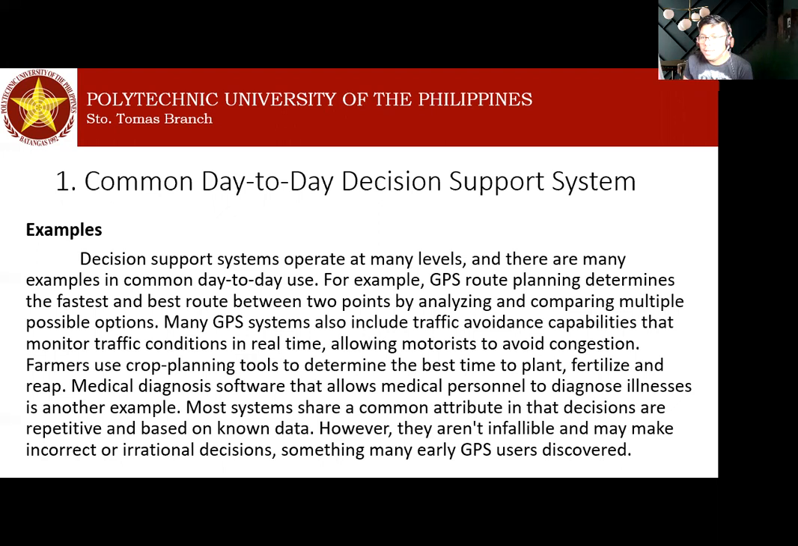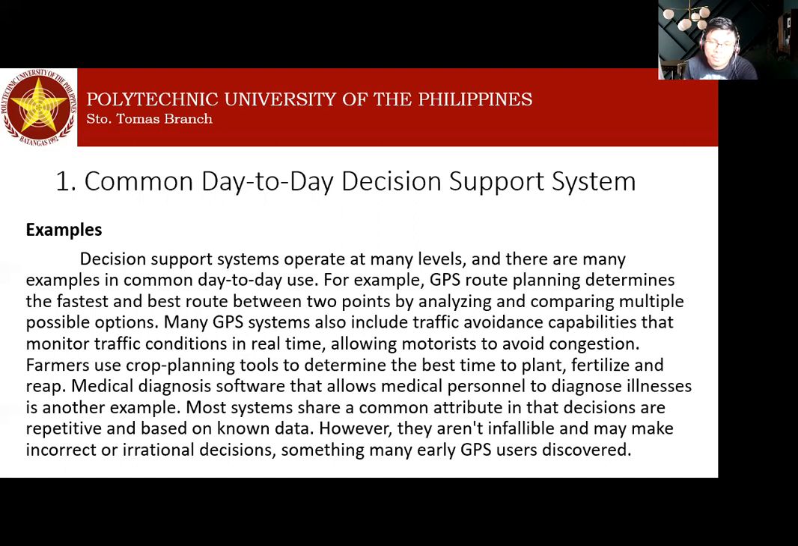First is the GPS. So decision support systems operate at many levels, and there are many examples in common day-to-day use. For example, the GPS, or the Global Positioning System, wherein it does route planning and determines the fastest and the best route between two points by analyzing and comparing multiple possible options.